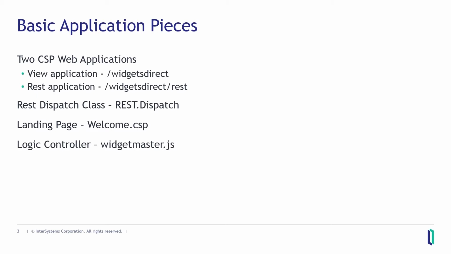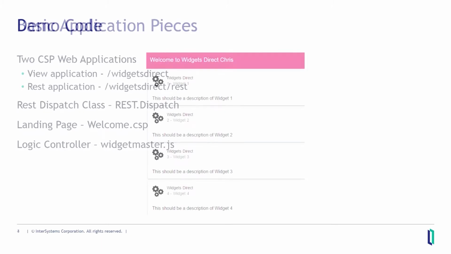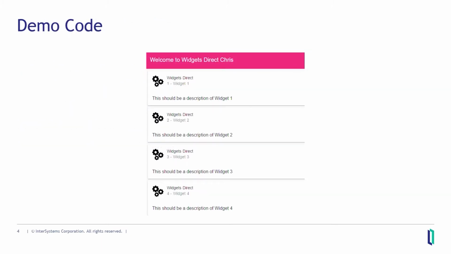After that, we actually want a UI, so we're going to have a landing page. We're going to name it welcome.csp. You can also have flat HTML files. For the purposes of what I'm doing, there's no difference, but we're going to use the CSP class here. And then we're going to have a JavaScript file to hold our Angular and JavaScript and our controller code. So after we put those pieces together, we get something that looks a little like this.